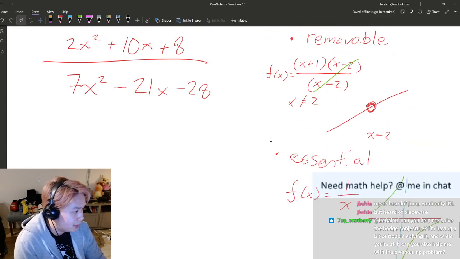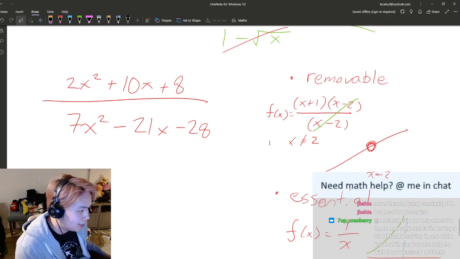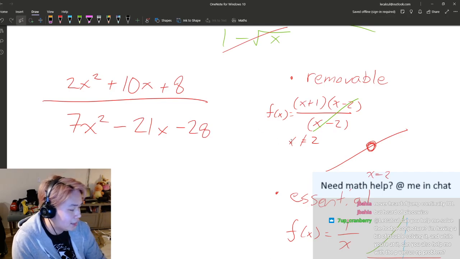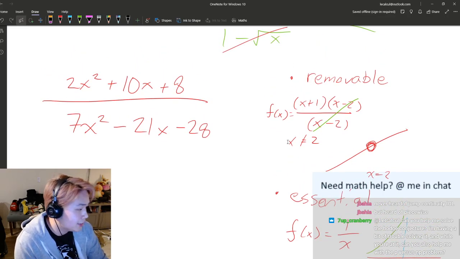Alright, 7up Cranberry says, can you help me solve the Hodge conjecture? Having a bit of trouble solving it. And then while you're at it, can you help me with the P versus NP problem? I have no idea what those are, but I feel like you're asking me very famous unsolved conjectures. And I'm going to tell you right now that I probably can't do them. But let me know if you can, because I would be interested.